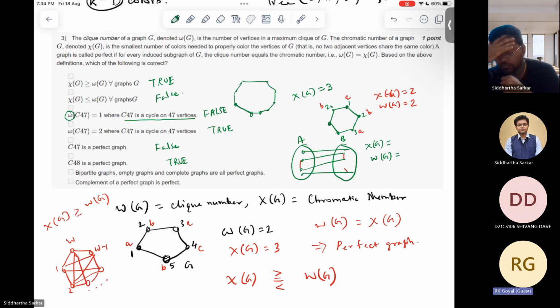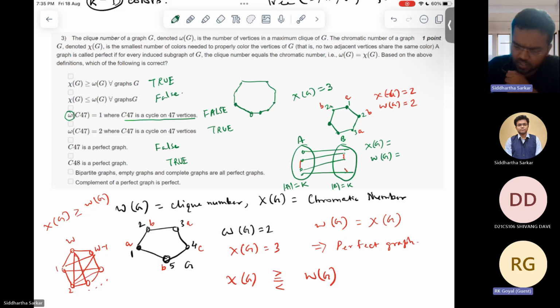So say in the worst case scenario, when all the vertices of A are connected to a single vertex of B, then how many colors would we require? We require one color here, and then, let us say, three colors are sufficient.